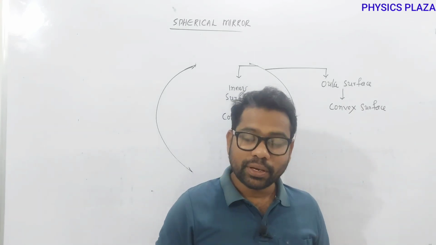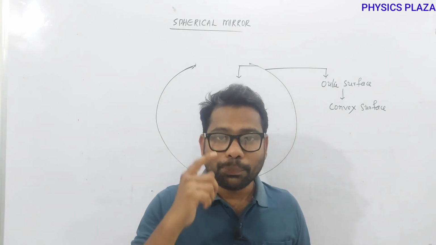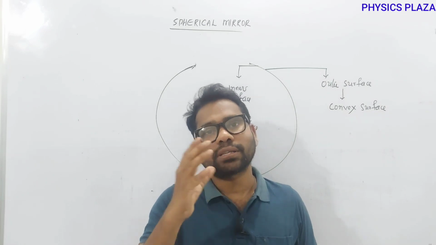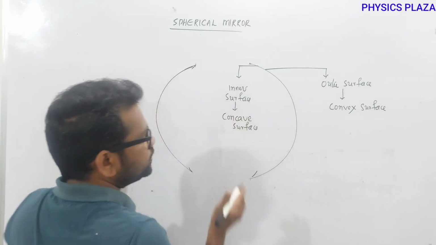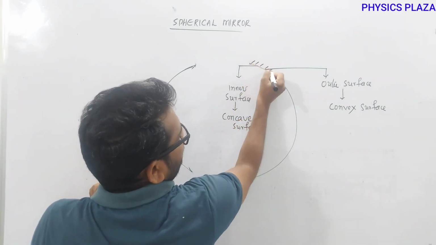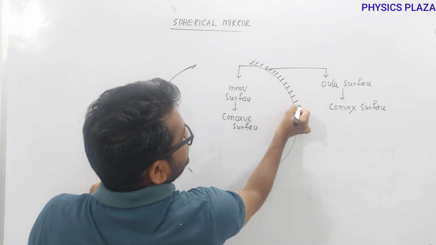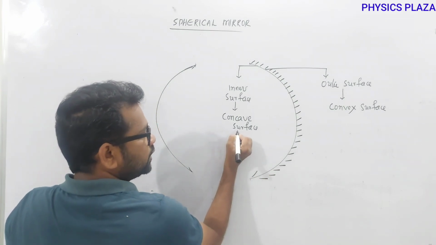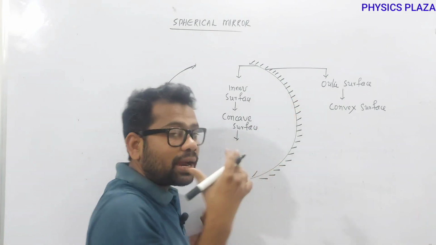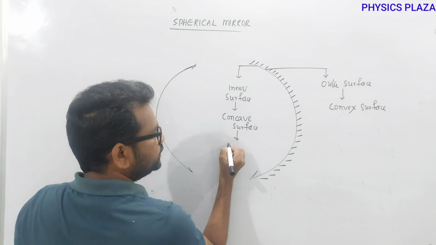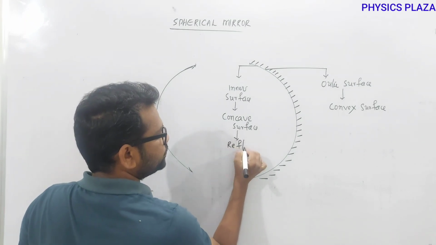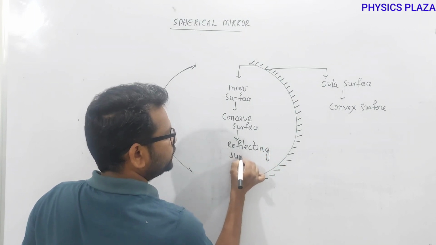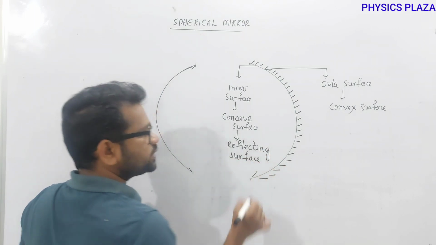It's a concave mirror and a convex mirror. Children, it is purely based on whether the inner side is silvered or the outer side is silvered. Look here, children. Suppose the outer side is silvered. Which means what? Then the inner side will act like a reflecting surface. So this is the reflecting surface, children.